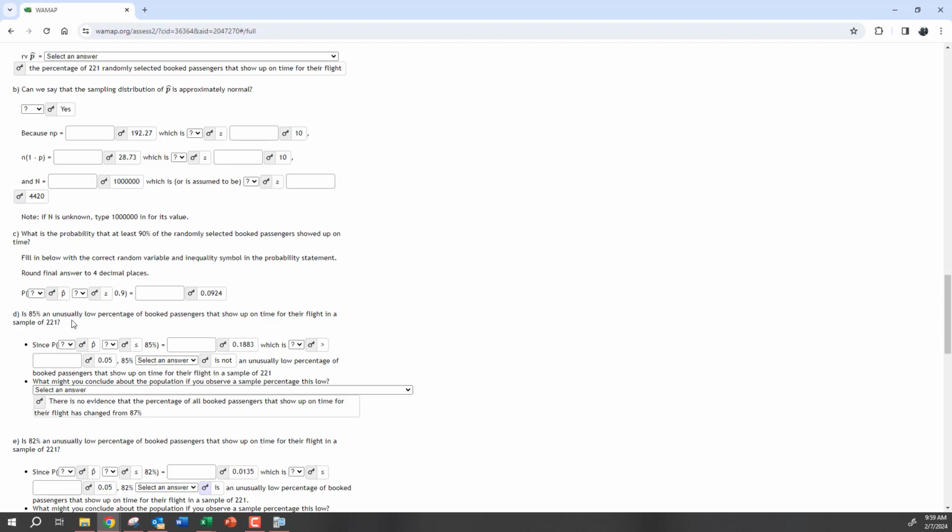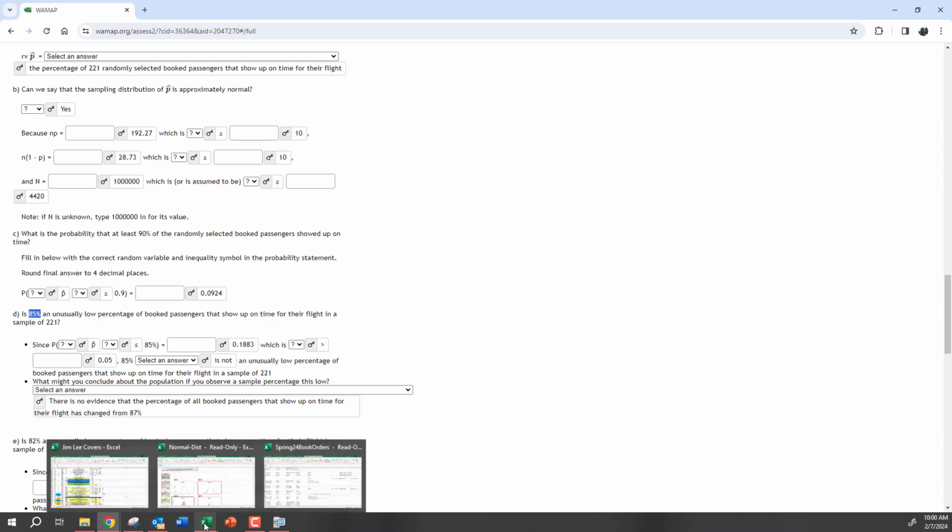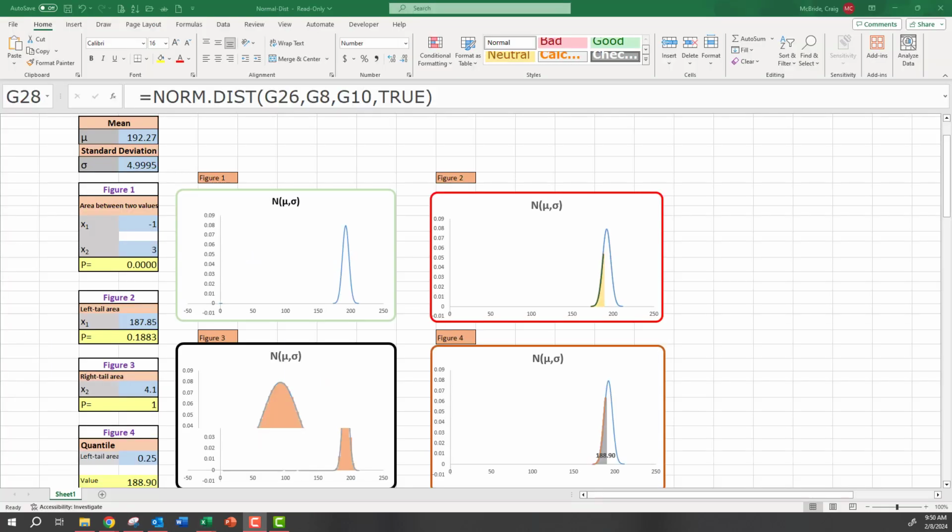Now, then they're going to ask you if it's unusually low. Well, unusual in statistics always means less than 5%. So we could redo this for 85%. So now we would just recalculate our x value for 85%. So we would take 85% of 221 and then do that. Okay, let's do this one in Excel.